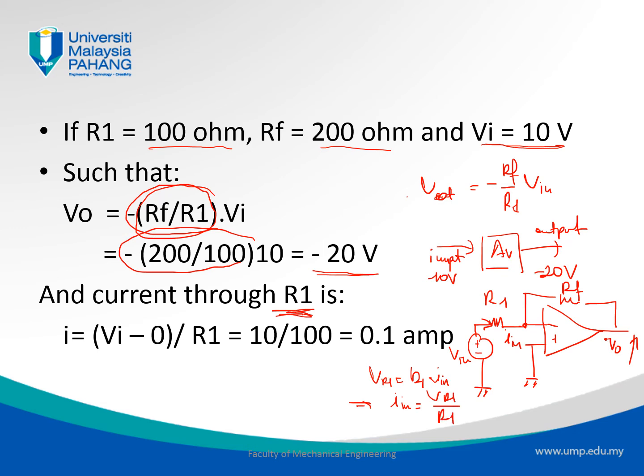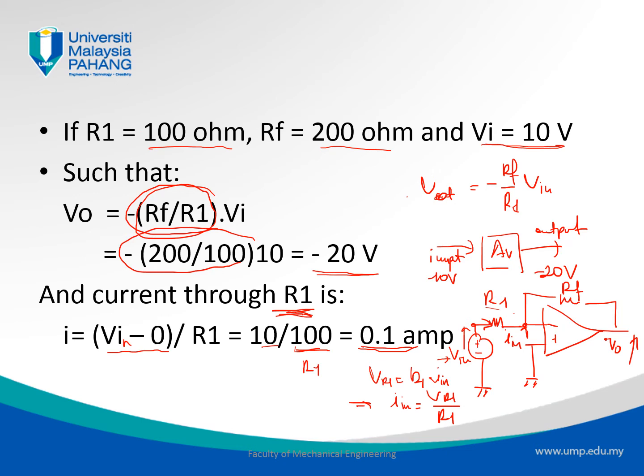So VR1 is basically VI minus 0. If you look here, VR1 is V in, so VI here is V in in my drawing. So this is V in minus 0. Why 0? 0 is the voltage at this point. It is 0 divided by R1. So we'll get 10 over 100, because we had 100 ohm of resistance R1. It will give us an input current of 0.1 ampere.